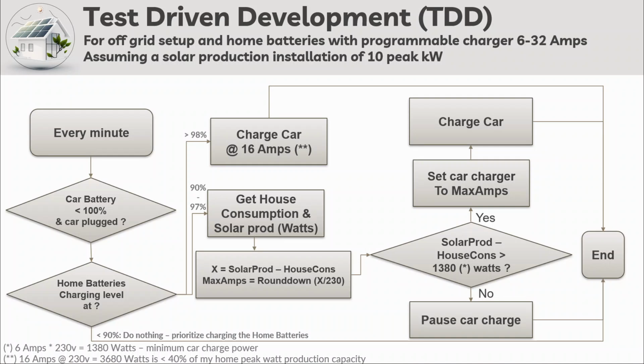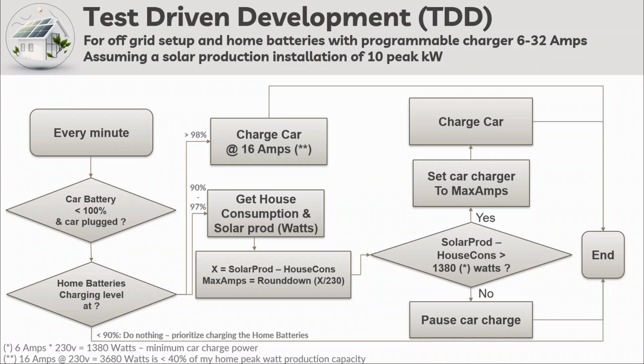Whilst the adjusted algorithm is not drastically different from the previous version, we have added the home batteries to the landscape. More precisely, this system will not charge the car if the home batteries are below 90%, thereby prioritizing charging the home batteries before the car. When the home batteries are between 90% and 97%, I use all available current to charge the car up to the max amperes your home can support.